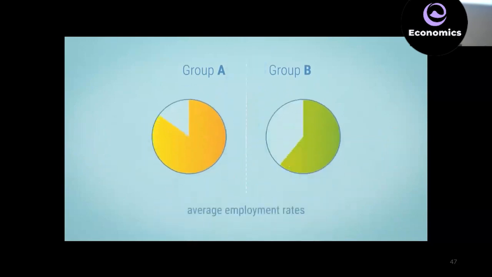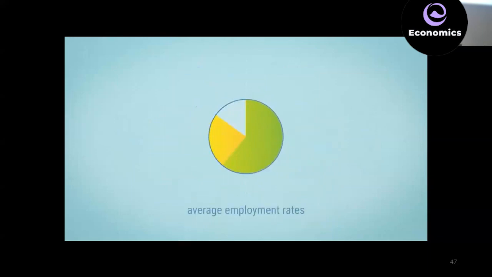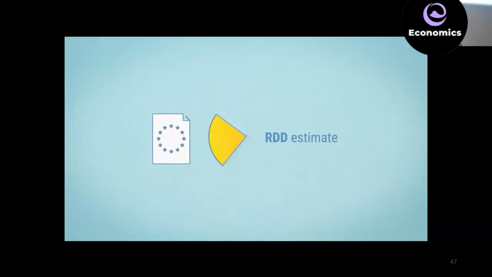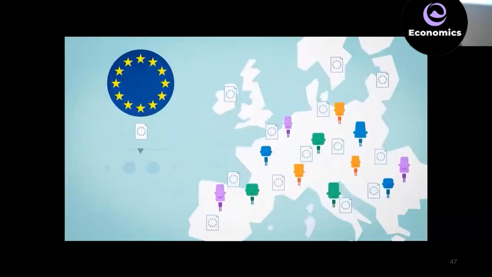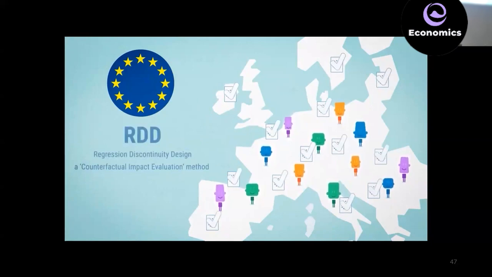The difference in the average employment rates between the two groups, the so-called RDD estimate, can hence be associated with their participation in the given training. Regression discontinuity design takes advantage of precise knowledge of threshold rules that determine participation in a certain program. This makes the regression discontinuity design a very powerful method to evaluate the impact of policies, and therefore helps to improve the design of future policies.